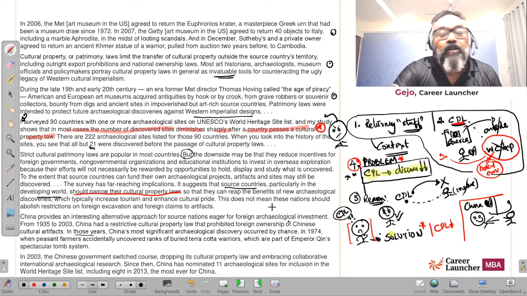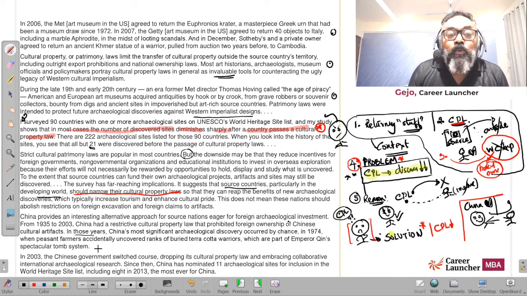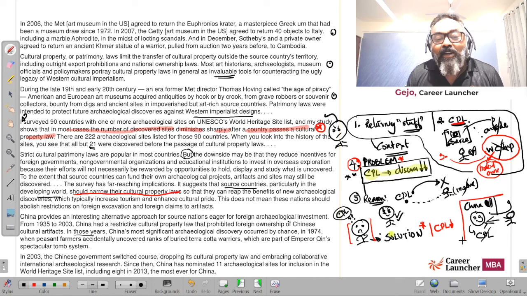In 2003, the Chinese government switched course, dropping the cultural property law. They removed this restrictive cultural property law and embraced collaboration. Come here, please. We will work together and get this sorted out. Embrace collaborative international archaeology. Since then, China has nominated 11 archaeology sites for inclusion in the World Heritage Site List, including 8 in 2013, the most ever in China.